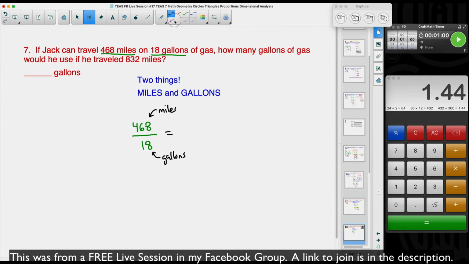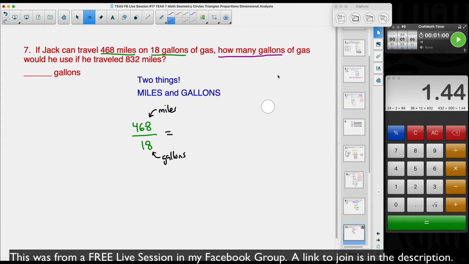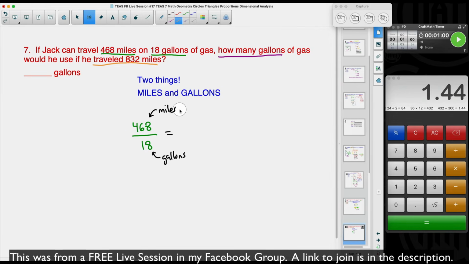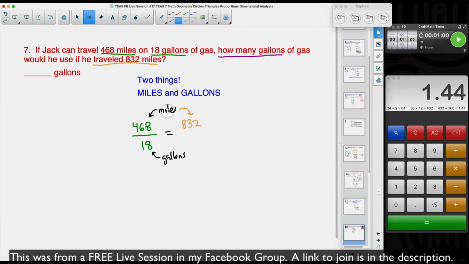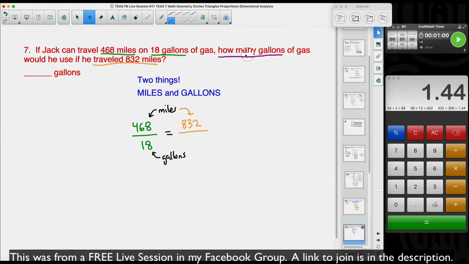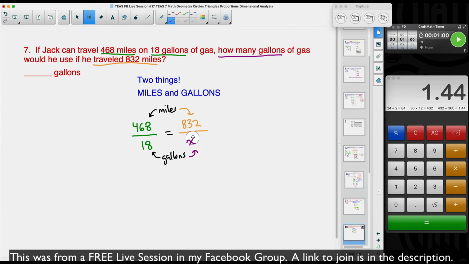Set this equal to. Now, what's the question saying? How many gallons of gas would he use if he traveled 832 miles? So I'm going to put 832 at the top since I had miles at the top over here. Put this over what? The question is saying how many gallons? We don't know. Now let me show you the fast way.